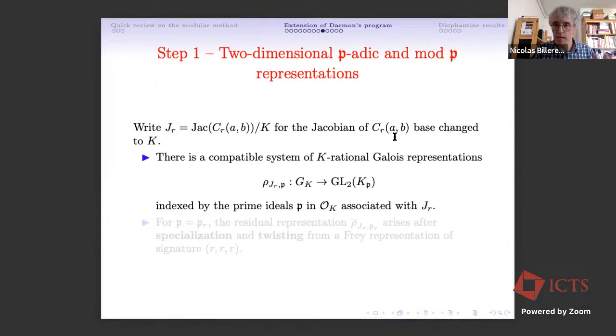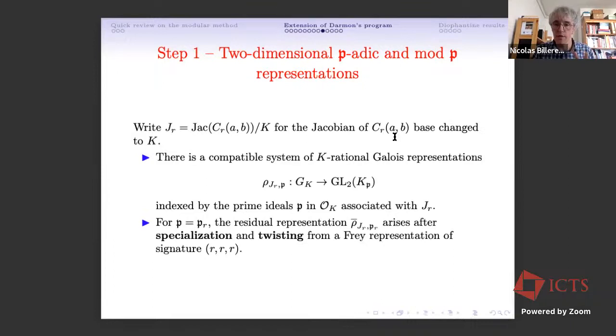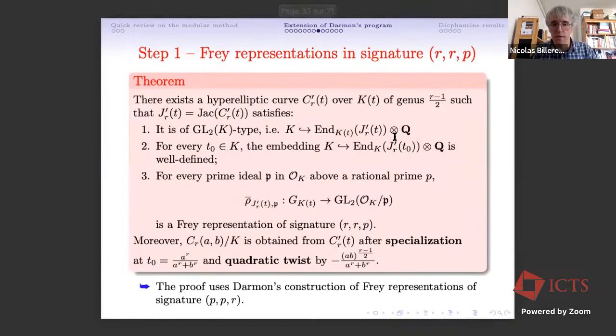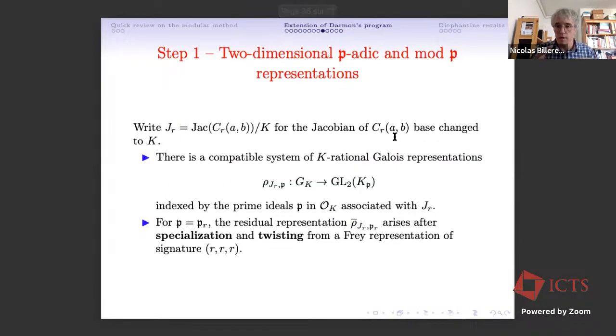So in particular, we can pick the unique prime ideal in OK above R. Remember that R is ramified in K. It's even totally ramified. So if we pick that specific prime ideal, we get a representation after reduction, rho bar of JR at frak P R, which by the third point in the previous theorem turns out to be a Frey representation of signature R, R, R. So a constant signature, if you want. And that's going to be very important. So that's the end of the first step.